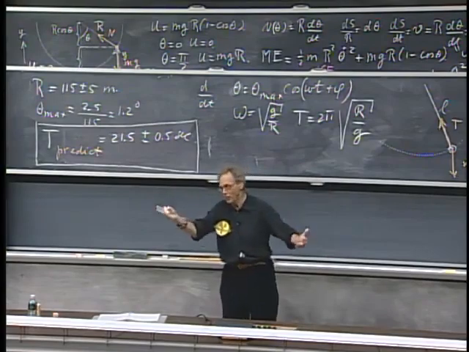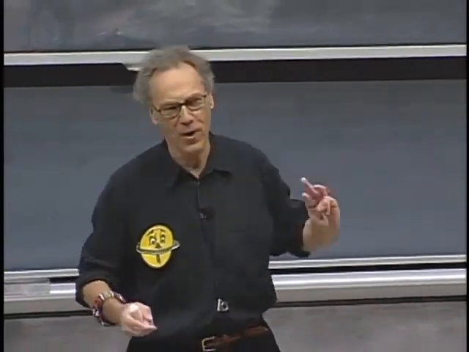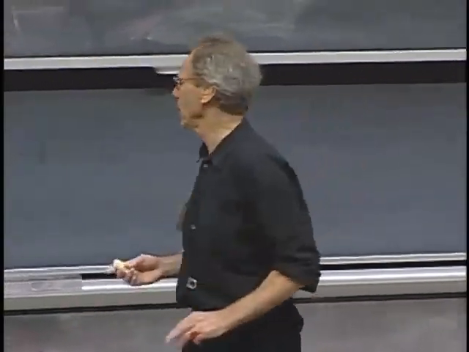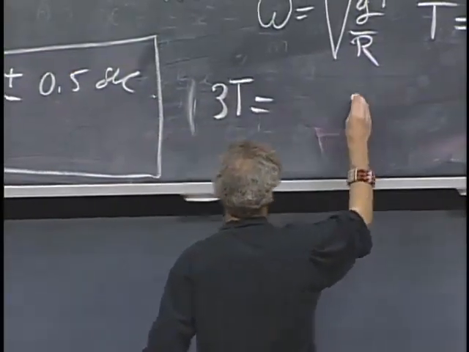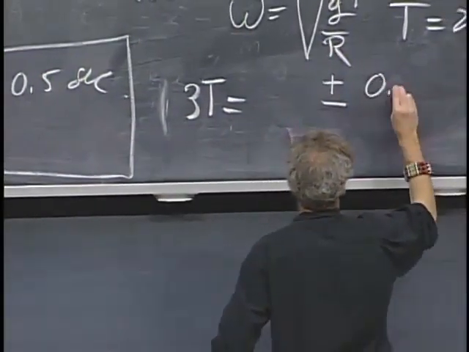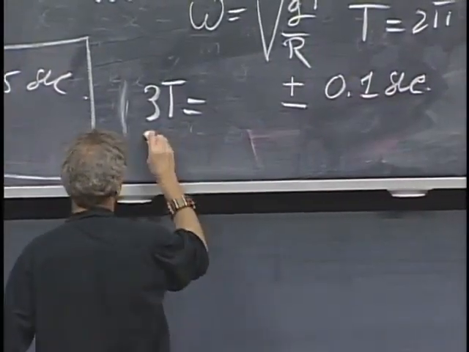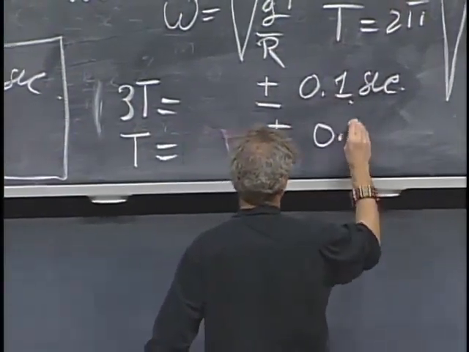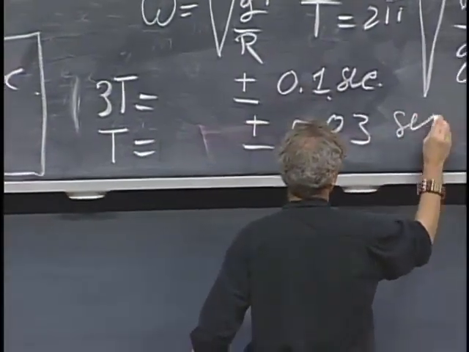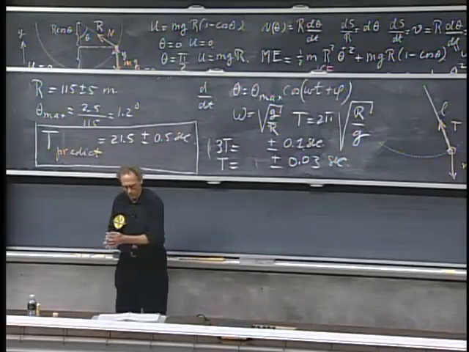It's so much fun to see that object go back and forth in 21 seconds that, for your pleasure and for my own pleasure, I will go 3 oscillations. Not that it is necessary, but I will do it. 3T is going to be something plus or minus 0.1 second, which is my reaction time, and then we can all divide that by 3, and then of course the error will go down by a factor of 3, and we will see whether this number agrees with this one.